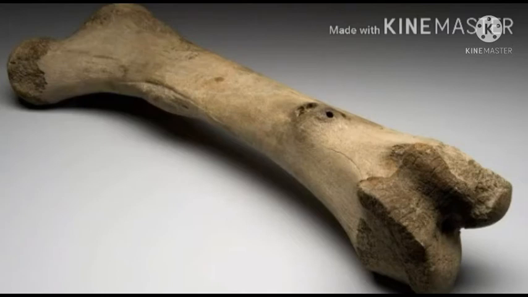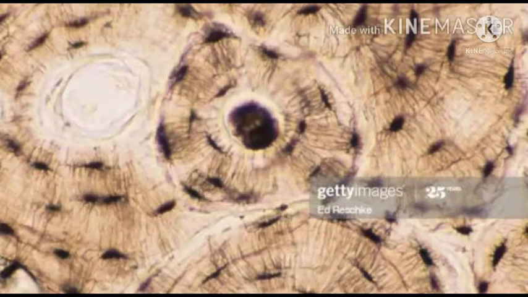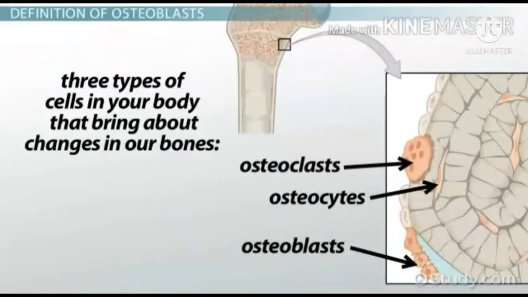The organic matrix is similar to other connective tissues, including some amount of collagen and elastic fibers. This gives strength and flexibility to the tissue. The inorganic matrix consists of mineral salts, mostly calcium, that give the tissue hardness. There are three types of cells in bone: osteoblasts, osteocytes, and osteoclasts.